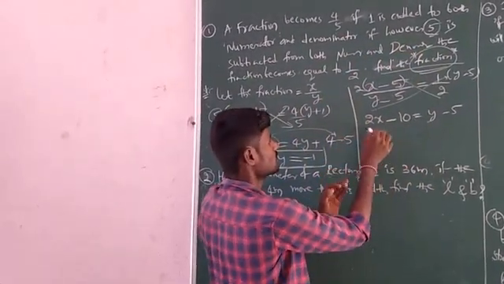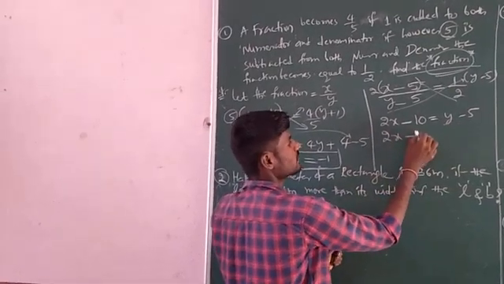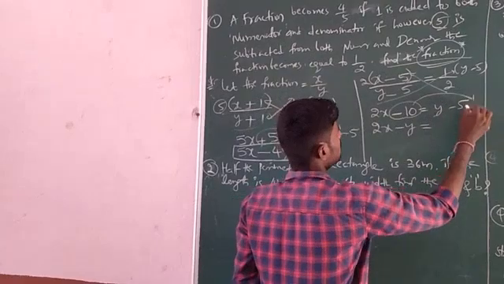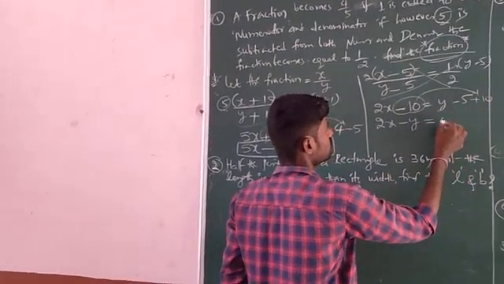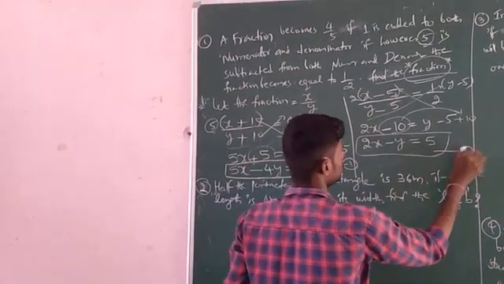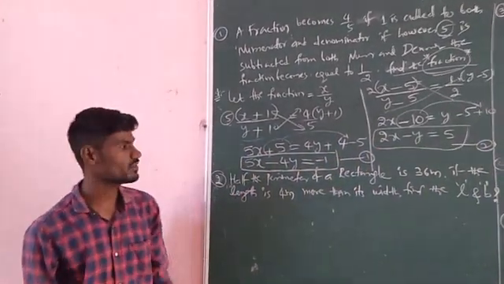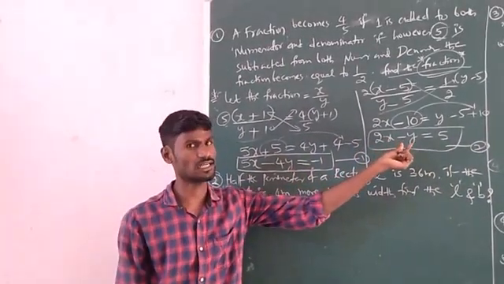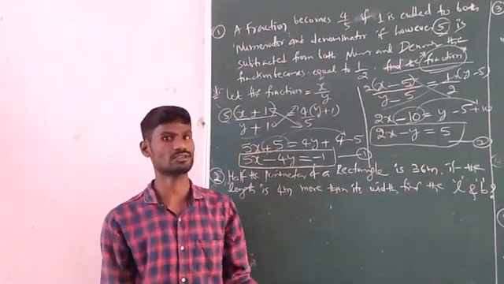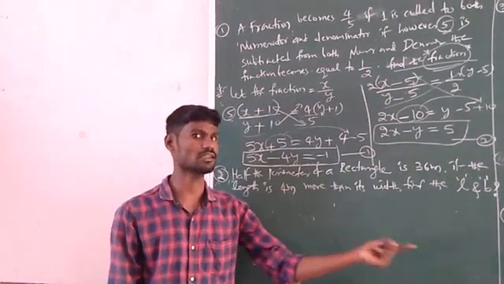Now group the variables. 2x, and if I take y to the opposite side, minus y, equals minus 5, and if you take this to the other side it becomes plus 10. 10 minus 5 is 5. This is the second equation. So equation 1 and equation 2 are in standard form. Once we get equations, we can solve them by elimination, substitution, or the graphical method also. That graphical method I will explain in the next topic.